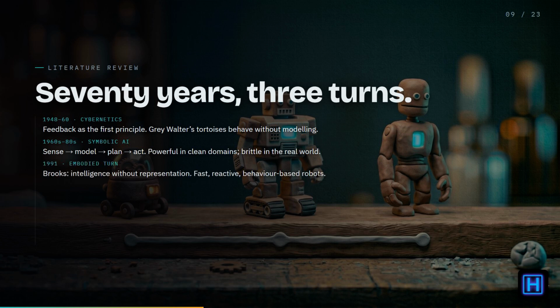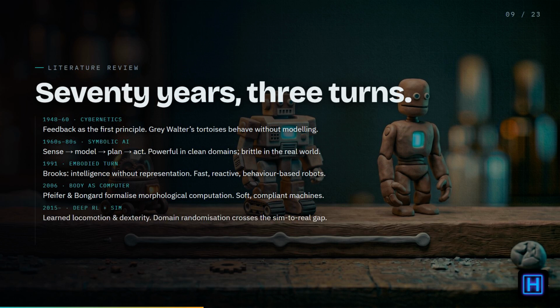In 1991, the embodied turn: Brooks, intelligence without representation. Behavior-based reactive robots that act fast by skipping the world model. In 2006, the body as computer: Pfeifer and Bongard formalized morphological computation, self-modeling, soft and compliant machines. From 2015, deep reinforcement learning plus simulation, learned locomotion and dexterity. Domain randomization crosses the sim-to-real gap, imitation learning scales from demonstrations. From 2022, foundation models: one brain, many bodies. Web-scale knowledge poured into vision, language, action policies.